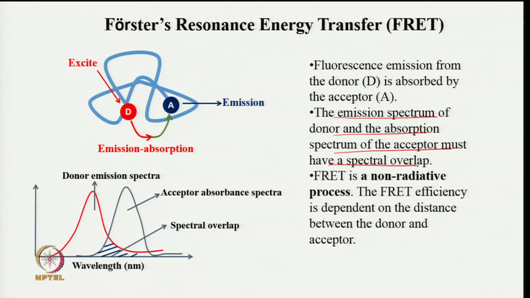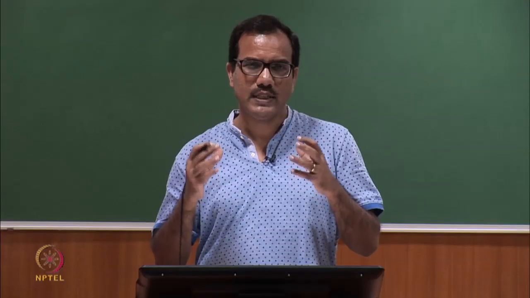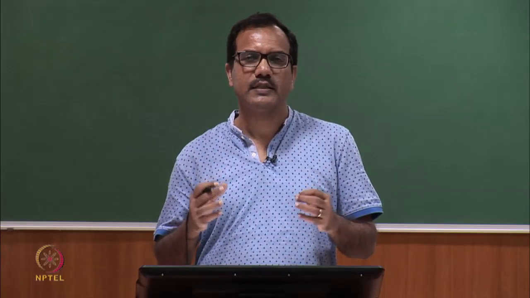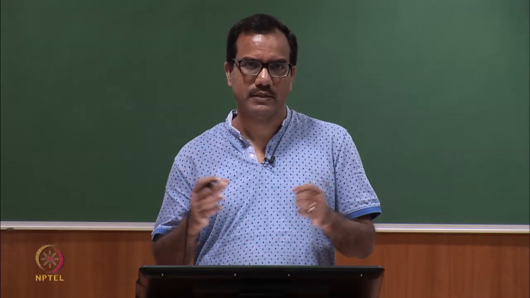So, basically here there are two species, one is known as the donor and another is called the acceptor, and the criterion for FRET is that the emission spectrum of the donor and the absorption spectrum of the acceptor must have a spectral overlap, and only then this phenomenon can take place.